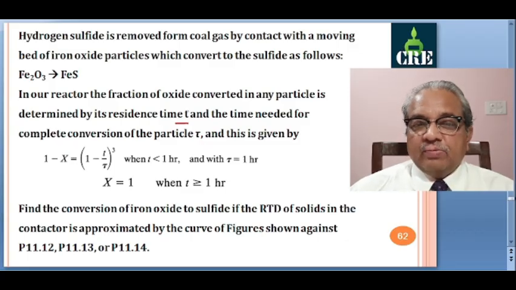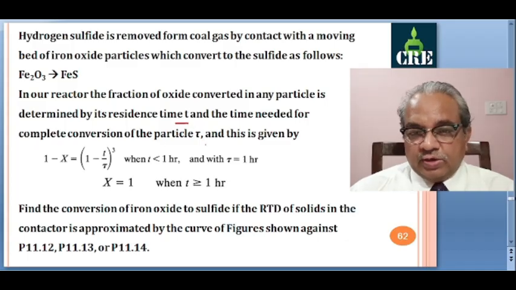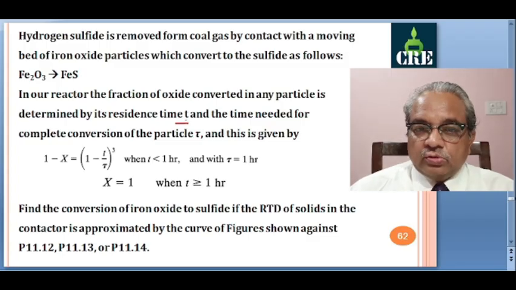So residence time is T and time required for the conversion of a complete particle is tau, and this is a non-ideal system. When T is less than 1 hour and tau is equal to 1 hour, that is, time required for complete conversion is 1 hour, for values less than 1 hour, 1 minus x is equal to (1 minus t by tau) cubed.